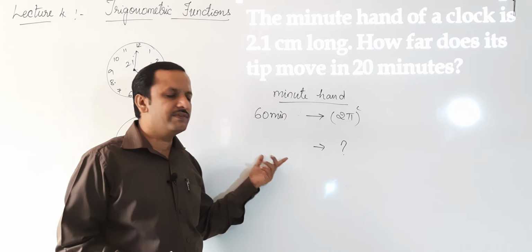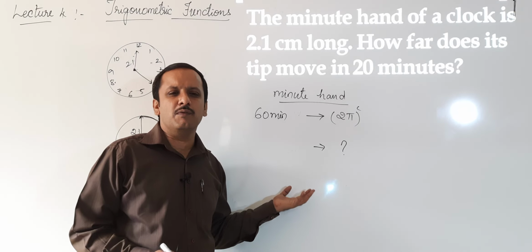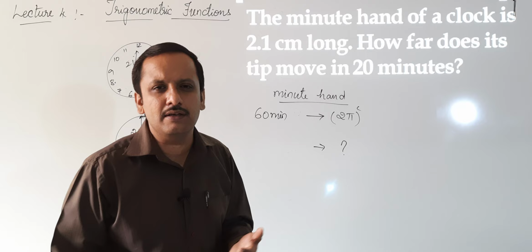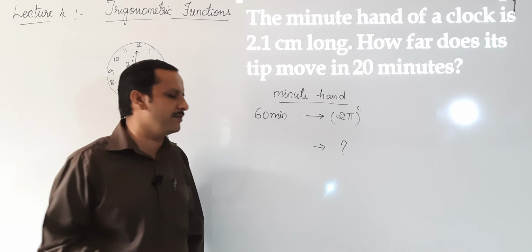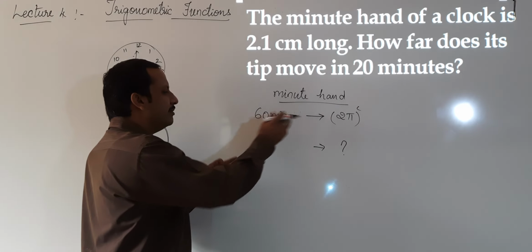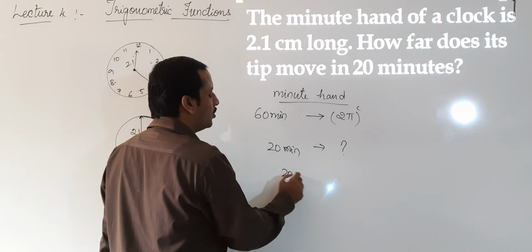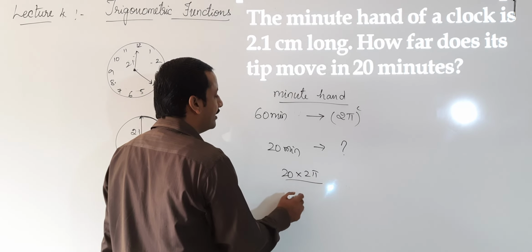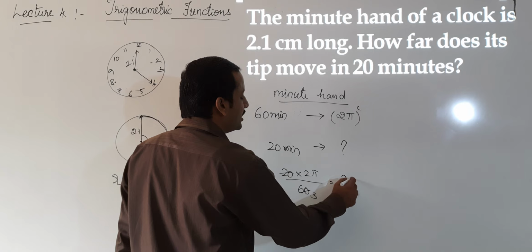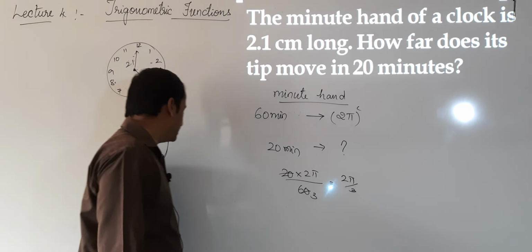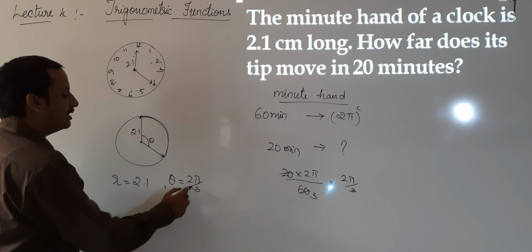Like what we did in the earlier problem, where we wanted the angle covered by the minute hand in 40 minutes, now we want it in 20 minutes. 60 minutes is 2 pi radians. So 20 minutes, how much? 20 into 2 pi divided by 60. The 20 cancels with 60 to give 3, so the answer is 2 pi by 3 radians. Theta is equal to 2 pi by 3.